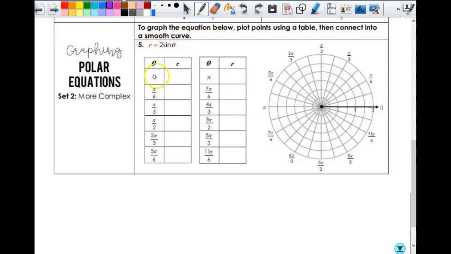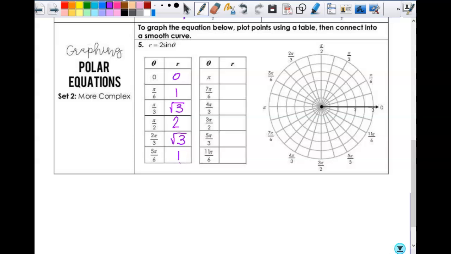All right, so what's the sine of 0? 0 times 2 is 0. Okay, then what is the sine of pi over 6? 1/2 times 2 is 1. What is the sine of pi over 3? Good. Times 2 is square root of 3. Sine of pi over 2? 1 times 2 is 2. The sine of 2 pi over 3 is square root of 3 over 2, times 2 is square root of 3. Sine of 5 pi over 6 is 1/2, times 2 is 1.